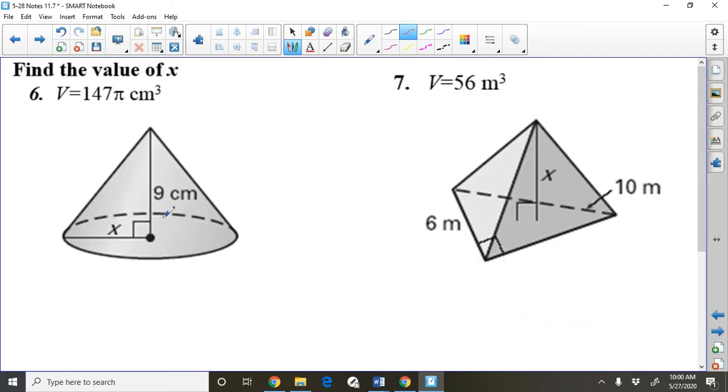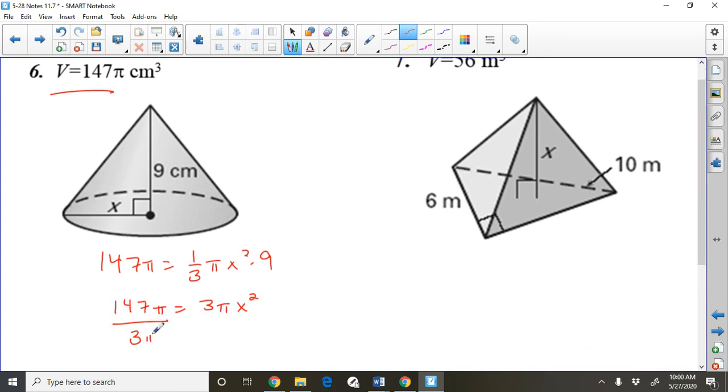We can also do problems where we're searching for a missing value. So here the x is the radius. I'm given the volume of a cone equals 1/3 pi r squared times the height. I'm going to simplify this 1/3 times 9. So that says 147 pi, 1/3 of 9 is 3 pi x squared. And I'm going to divide both sides by 3 pi. I get that 49 equals x squared. Take the square root of both sides, and I get that x is 7 centimeters.